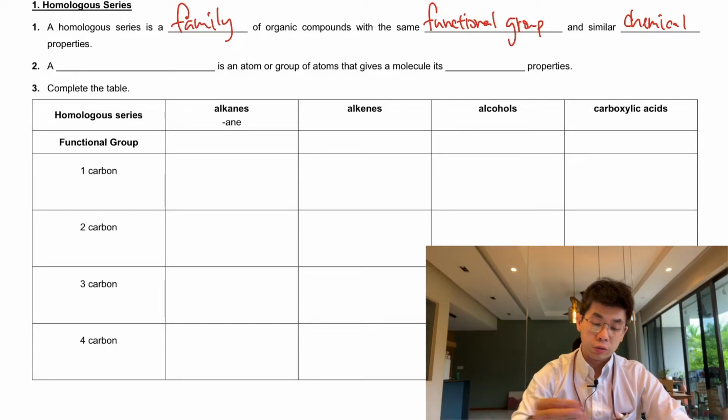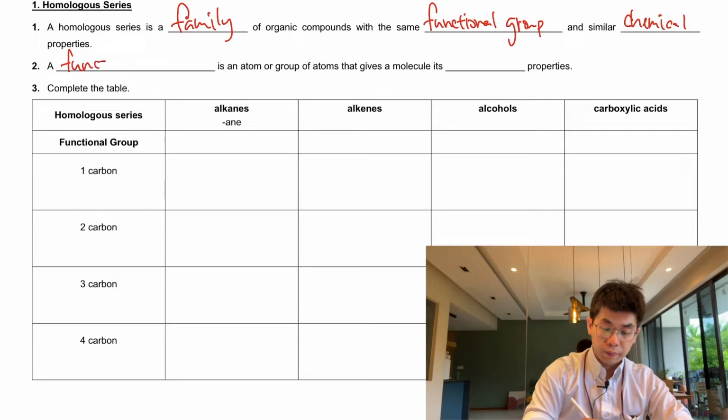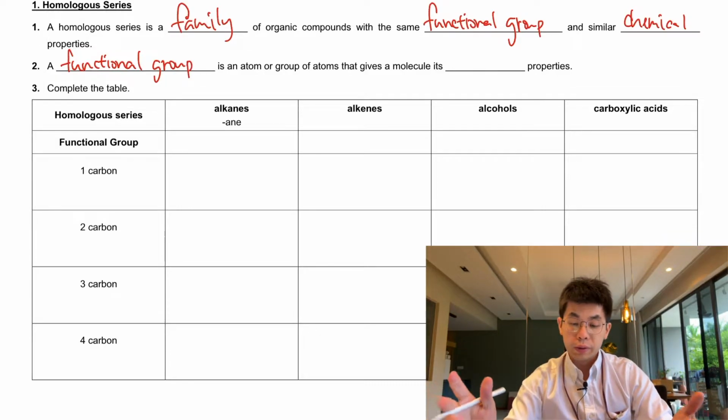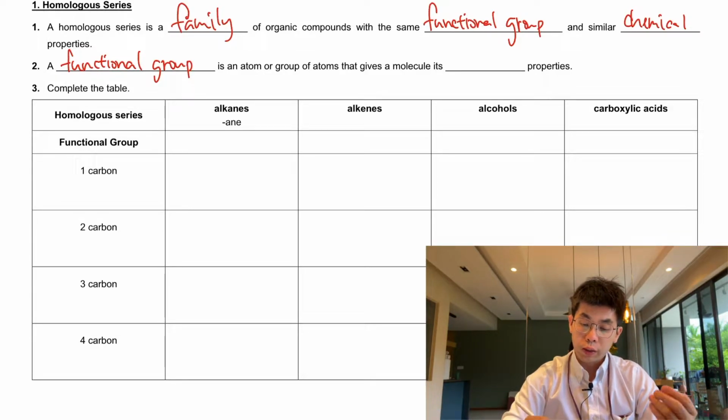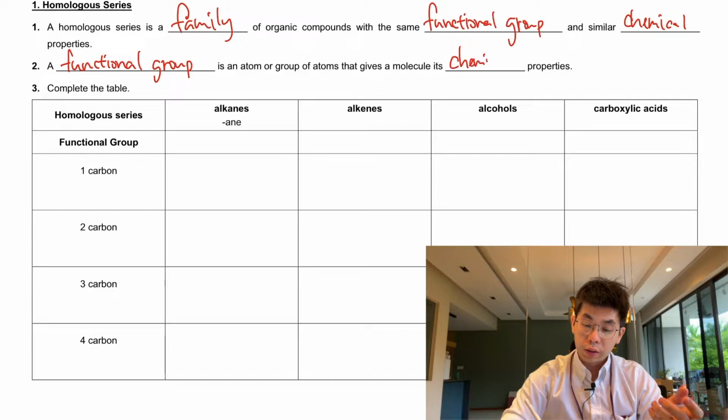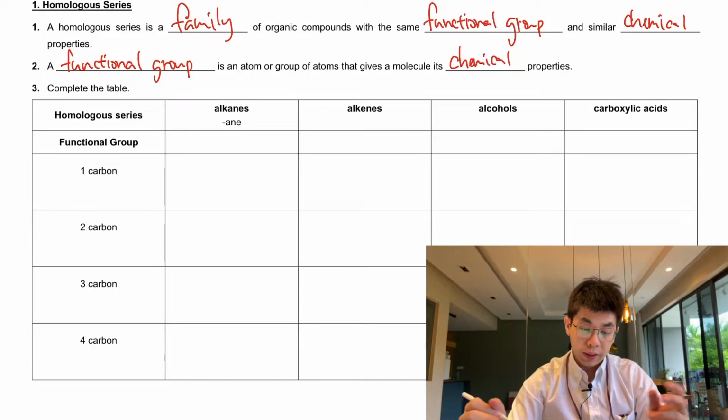So what's a functional group? A functional group is a very important word for you to understand. It's actually a group of atoms that gives its molecule its chemical properties. So it's actually a group of atoms. So let's take a look, okay?